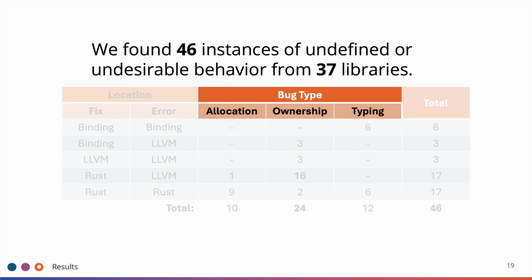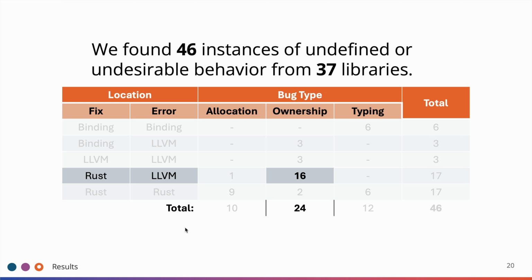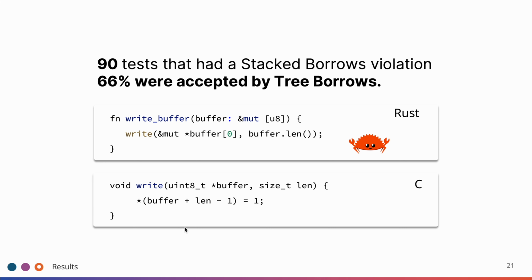But what about Rust's aliasing models? In this particular table, we're only considering tree borrows violations, but we did run every test case under stacked borrows too. What we found is that of the tests that had a stacked borrows violation, most did not have a tree borrows violation.